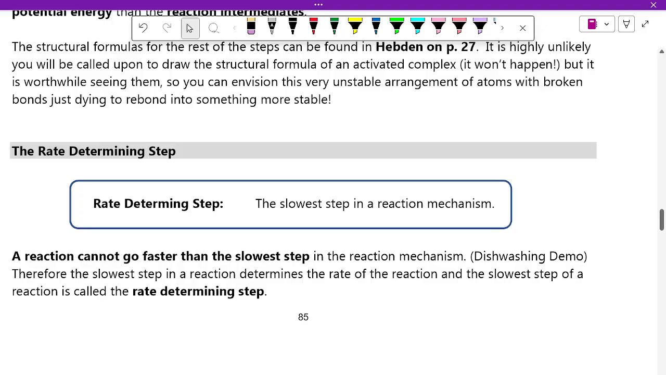Rate determining step. It is the slowest step in a reaction mechanism. It limits how fast the reaction can go.